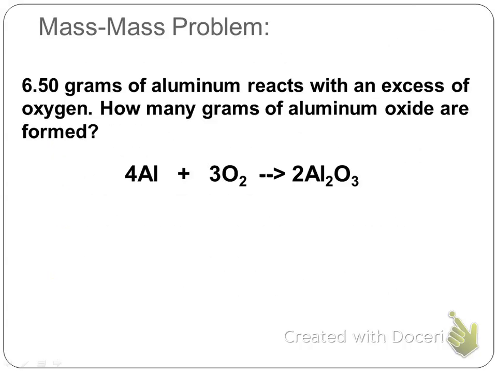Now, 6.50 grams of aluminum react with an excess of oxygen. That point where it says excess of oxygen is just saying that there's extra oxygen there. Now, how many grams of aluminum oxide are formed? Because we're going between two different compounds, this lets us know this is going to be a stoichiometric calculation. Now, if I can go ahead and change my screen for a moment.